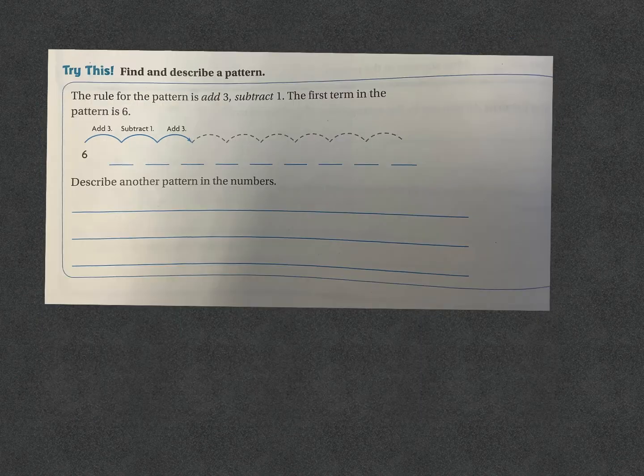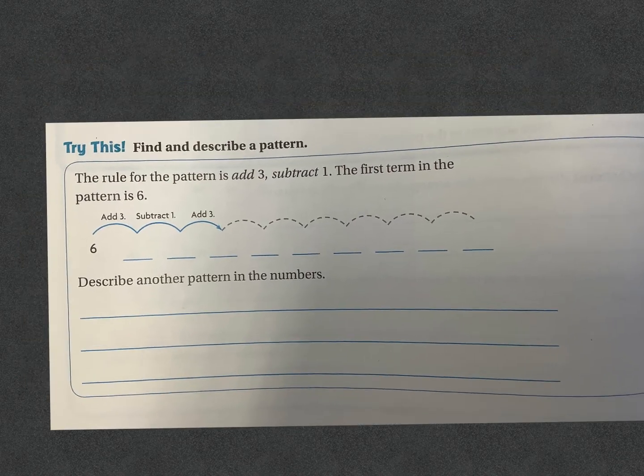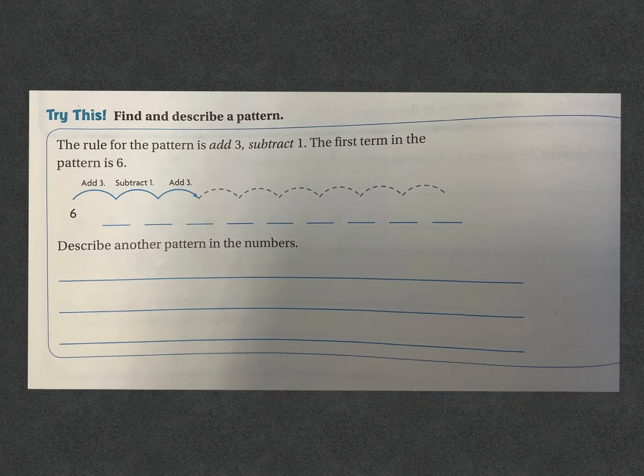Okay, they gave us this as a bit of a challenge. Let me make it bigger here. The rule for this pattern is to add 3 and then subtract 1. The first term in the pattern is 6. So we start with the 6 because they said the first term in the pattern is the 6. And then they want us to do a pattern of adding 3 and subtracting 1. So we will add 3. So 6 plus 3 is 9. Then subtract 1. So 9 minus 1 is 8.